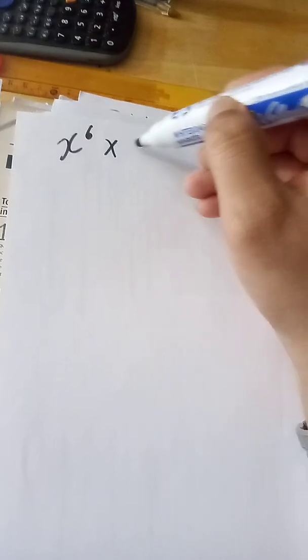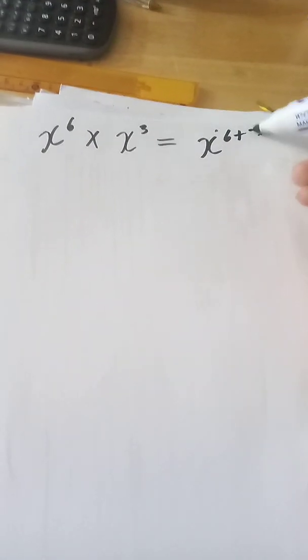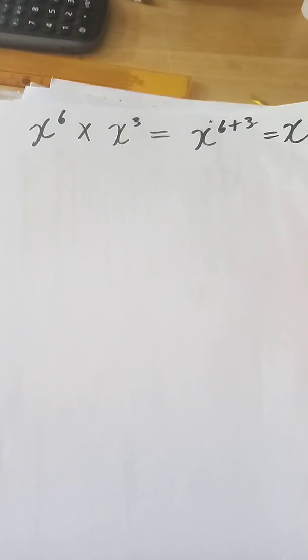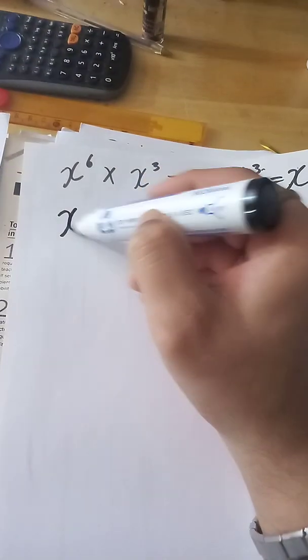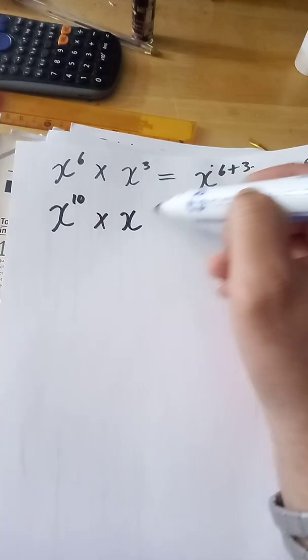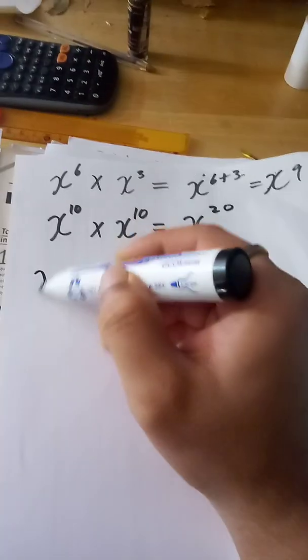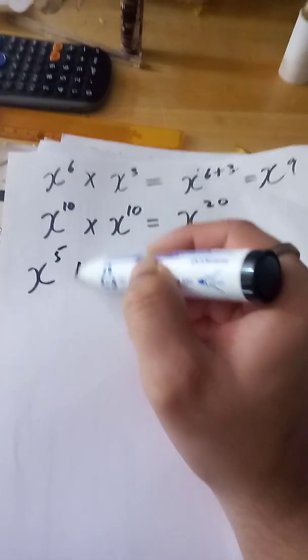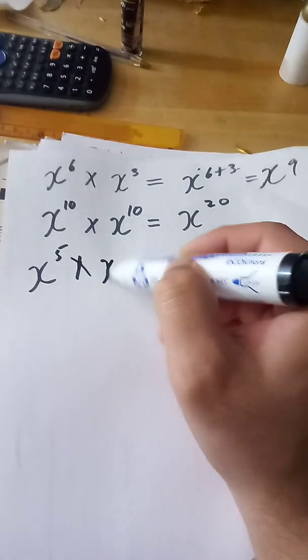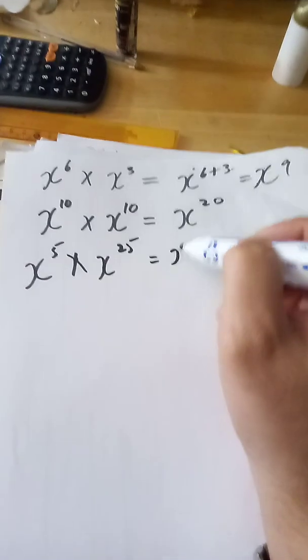So I'll show you an example. x to the power 6 multiplied by x cubed will be x to the power 6 plus 3, which equals x to the power 9. If we've got x to the power 10 times x to the power 10, it'll be x to the power 20. x to the power 5 multiplied by x to the power 25 will be x to the power 30.